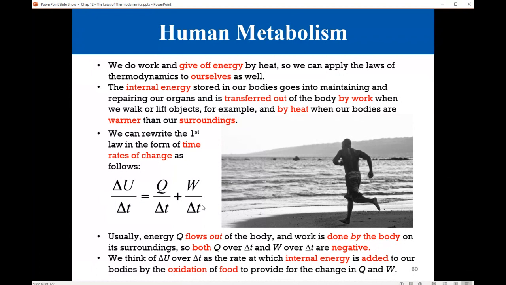Usually, the energy Q flows out of the human body and work is done by the human body on its surrounding. So both Q over T and W over T are negative. Naturally, for this to happen, to balance the equation, you need a source of energy. The source of the energy, of course, is food, oxidation. You have oxygen, you have food. This will provide the needed change in the internal energy such that the equation is balanced.